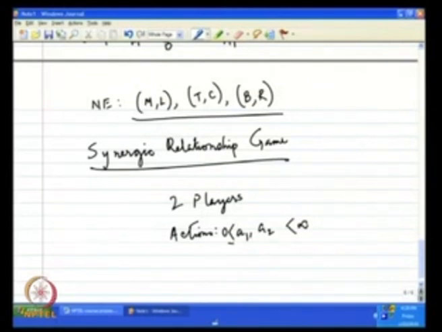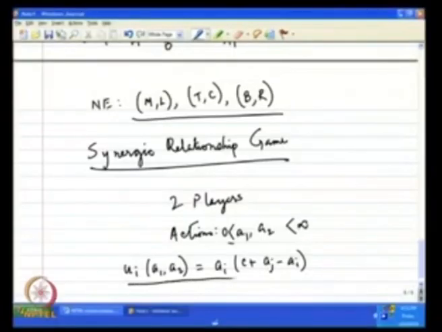What about the payoffs? It is represented by the following. For player i, the payoff that player i gets is a function of two variables, A1 and A2, and it is given by ai(c + aj - ai), where ai is his effort level. Here A1 and A2 are the actions which represent the effort level put in by each player.